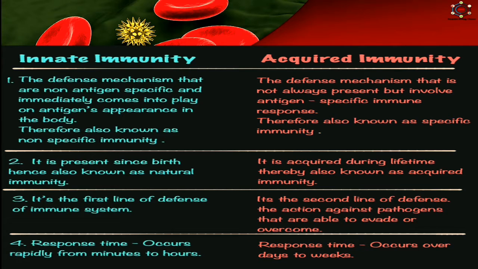Innate immunity is the first line of defense of the immune system, while acquired immunity is the second line of defense, acting against pathogens that are able to invade or overcome the first line. In innate immunity, the response occurs rapidly, from minutes to hours, while the acquired immunity response occurs over days to weeks. So these are the main differences between innate and acquired immunity.